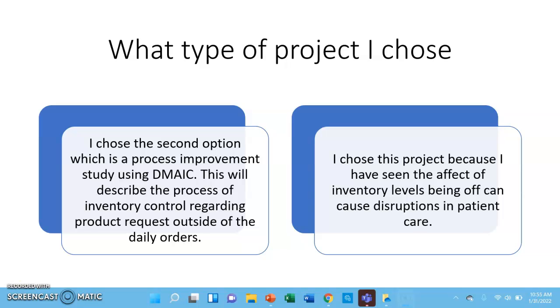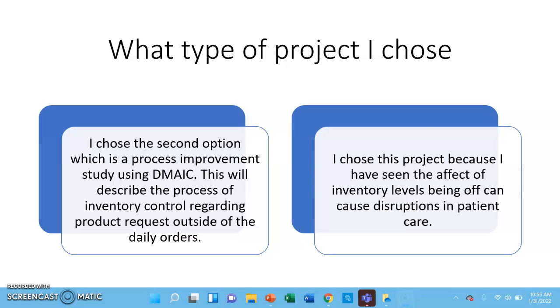I chose this project because I have seen firsthand the effect of inventory levels being insufficient and how it disrupts patient care. When there's a lack of product, it can delay treatment plans as far as patient care and ultimately affect their recovery time.